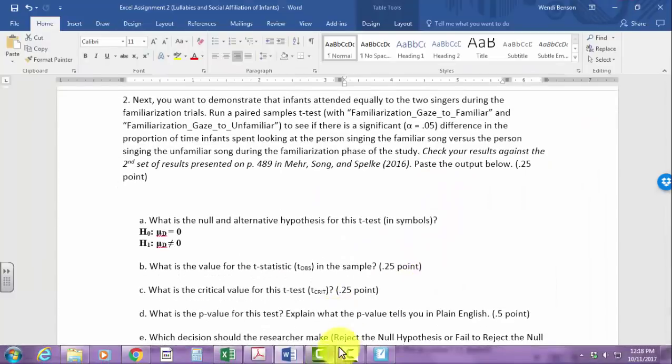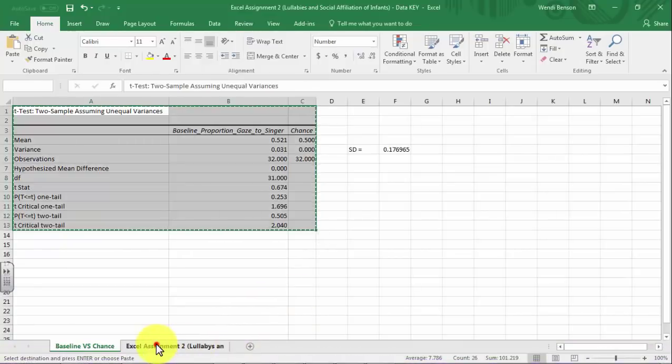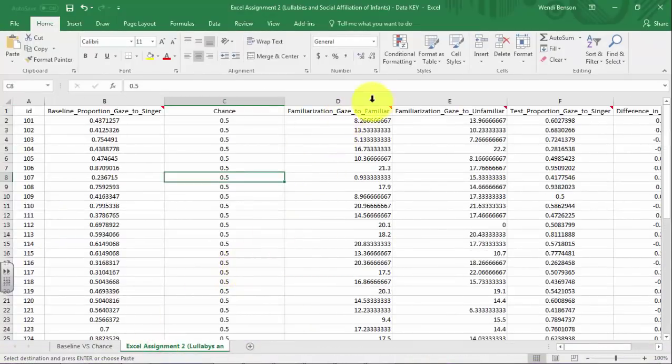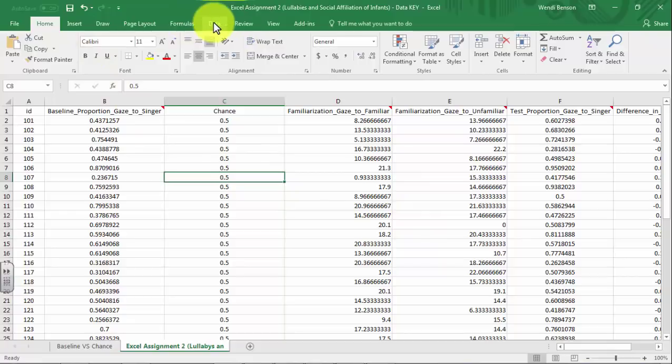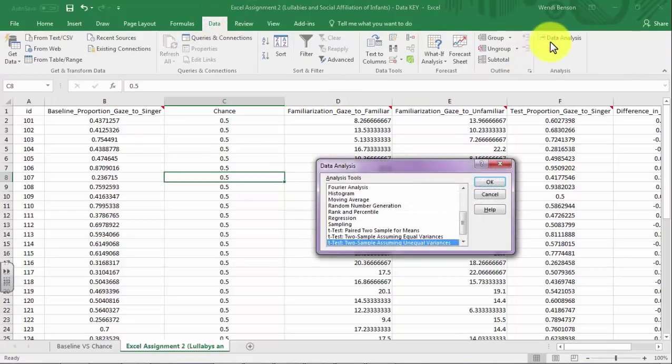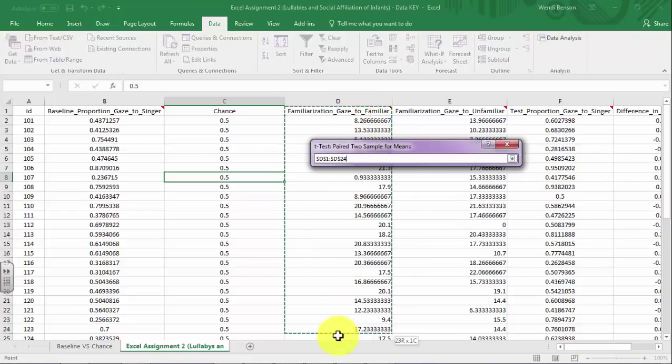So now we're going to pop into our Excel sheet, and we are going to compare these two. So during the familiarization phase, how long did they stare at the lady who was singing the familiar lullaby? And during the familiarization phase, how long did they stare at the lady that was singing the unfamiliar lullaby? So to do this, we are going to do a paired samples t-test in Excel. So we're going to click Data, Data Analysis, t-Test: Paired Two Sample for Means. Click OK. Variable 1 range, we're just going to select this first one.